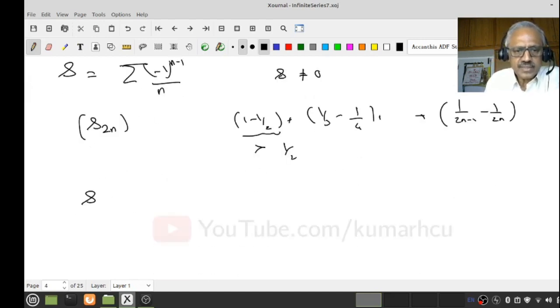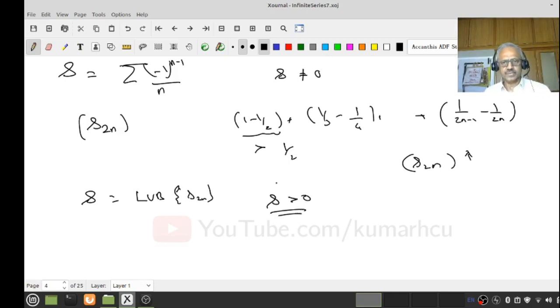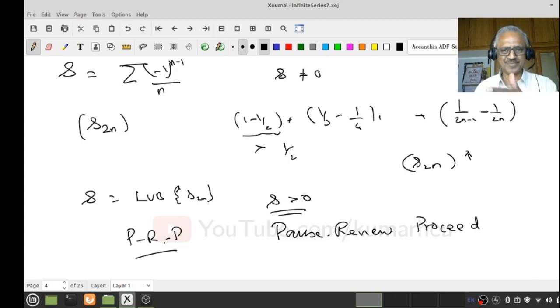Therefore, what is S? S is the LUB, because we know the S_2n are an increasing sequence and S is the LUB of the S_2n. Okay, therefore S is positive. In fact, it's greater than or equal to half. Okay, but anyway, this is good enough for me. Therefore S is non-zero. Is that okay? Pause. Did you see something very interesting? As I keep saying, whenever I need an earlier result, I quickly go through at least some important steps of the proof. Just now I did how I proved the alternating series is convergent. That proof is what we just went through.